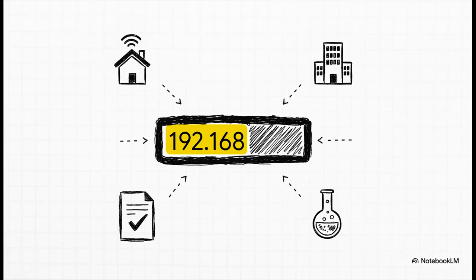Okay, pay super close attention to this one. That 192.168 range, that is the classic sign of a Class C private network. You are going to see this address range constantly in your labs, in your exam questions, and probably in your own home network right now. It is by far the most common type you'll ever run into.